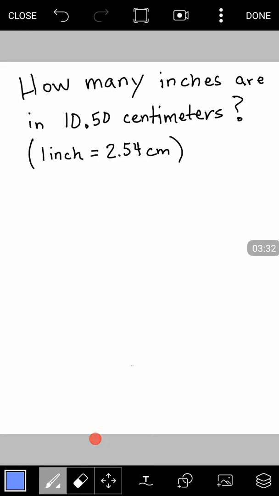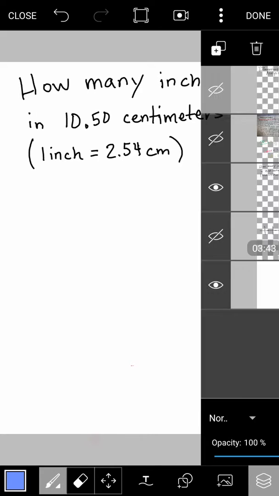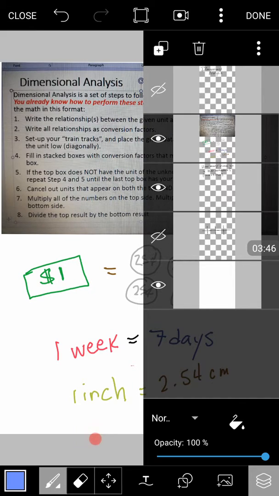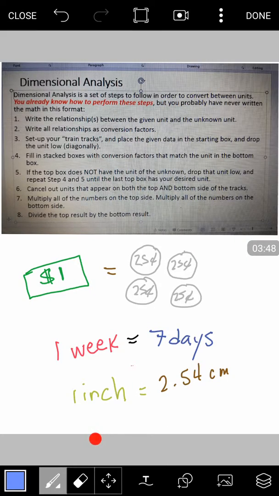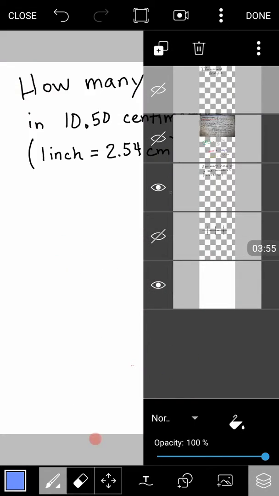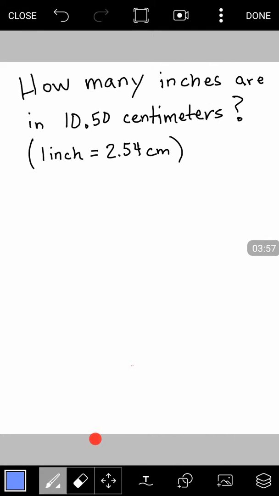Because for chemistry, we must learn how to use dimensional analysis. This is mandatory. Everyone must show skill in using this tool. So we're going to look back at the steps. Step 1 for answering the question says write the relationships between the given and the unknown unit. So if we go back to the question, the given unit is the information with the number in the question, what you are given to start with.